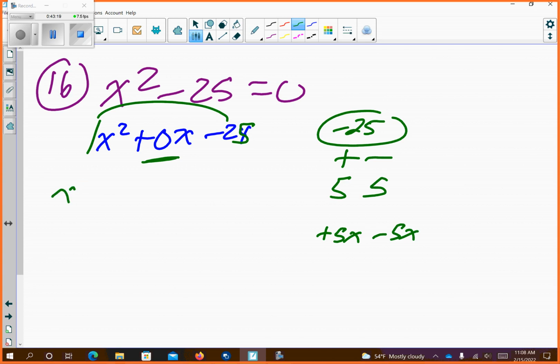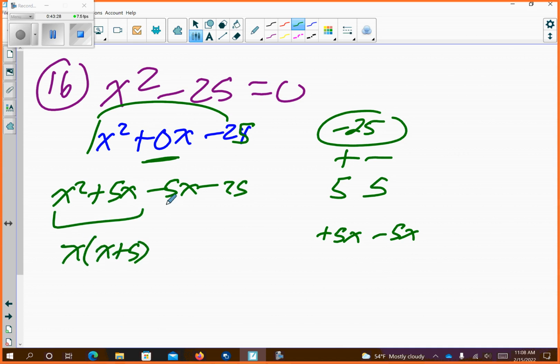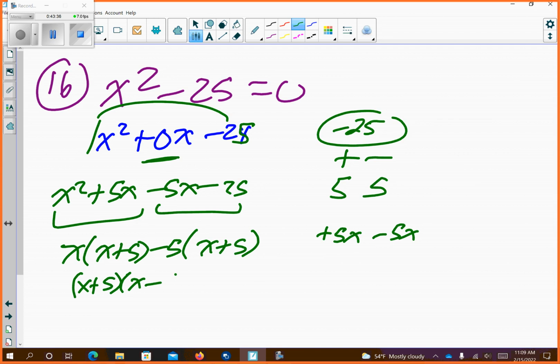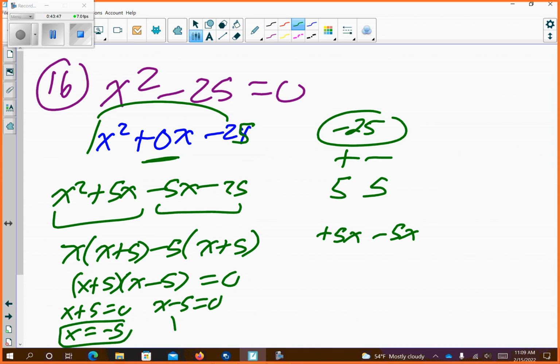Okay, so I'm going to get x squared plus 5x minus 5x minus 25. Factor out an x. Factor out a negative 5. So I get x plus 5, x minus 5. Remember, we made it equal to 0, so we're going to set each of those equal to 0. So subtract 5 from both sides, so you get negative 5. Add 5 to both sides. Here's my two answers.